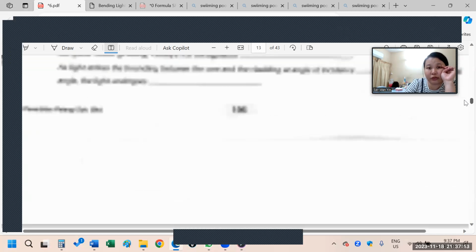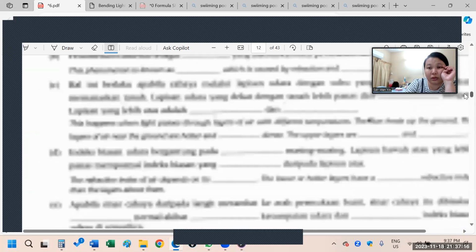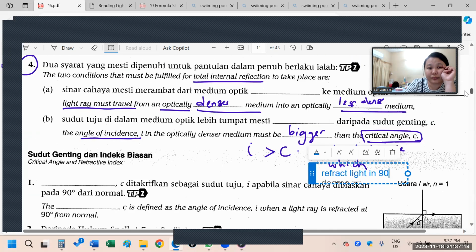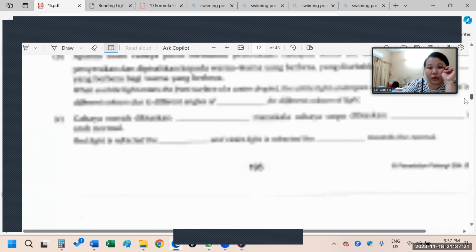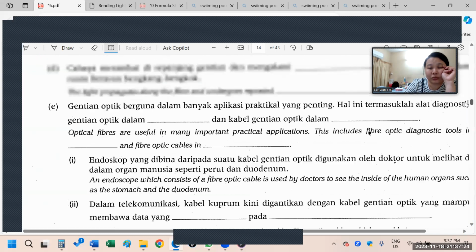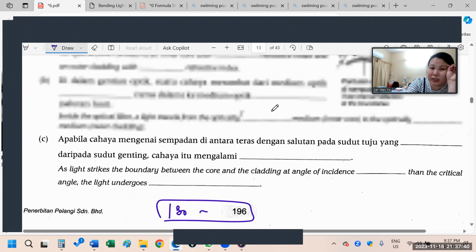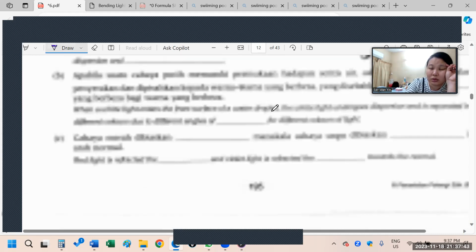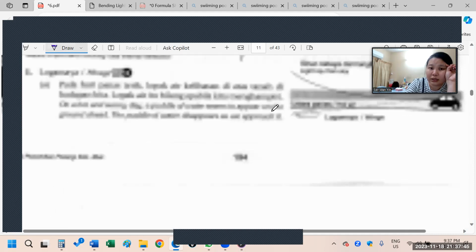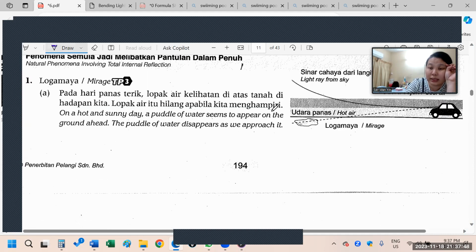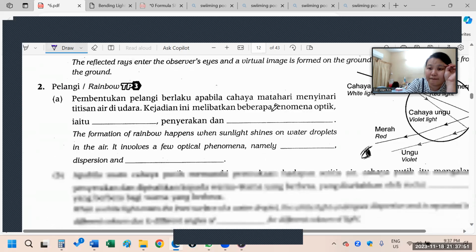Okay, so today your homework is please do up to 196. Just now was 180, right? To 196. Just fill in the blank. Calculation we can do in the school. Just fill in the blank.